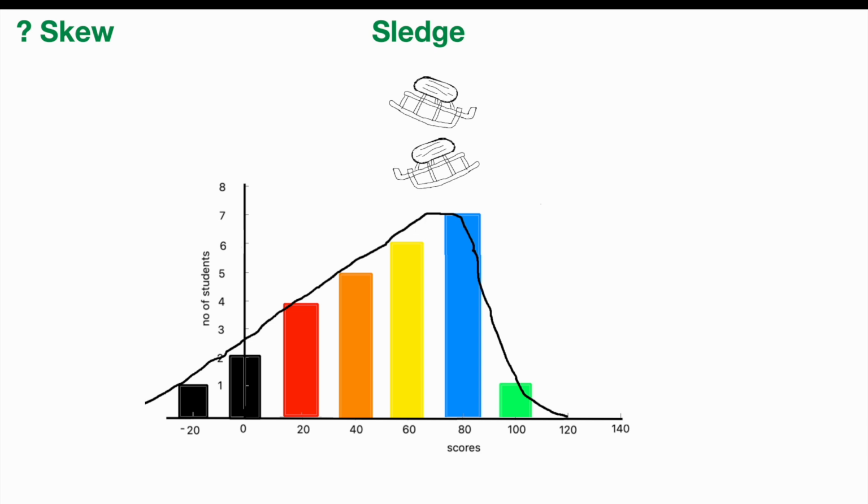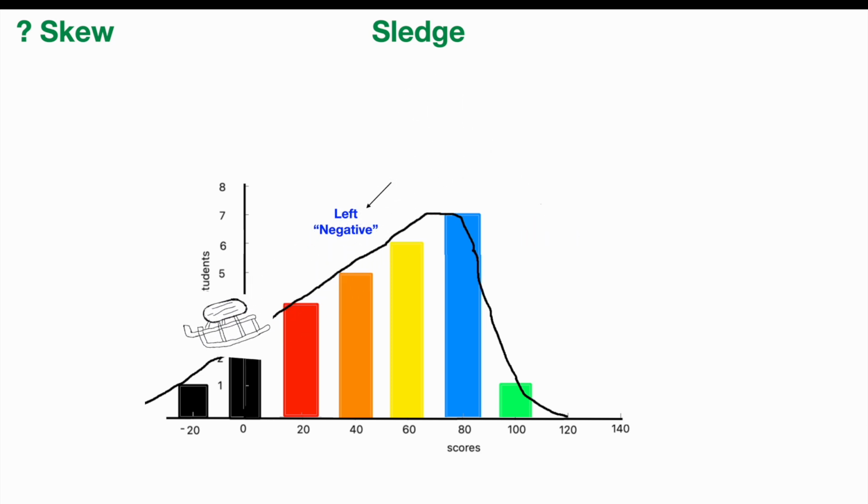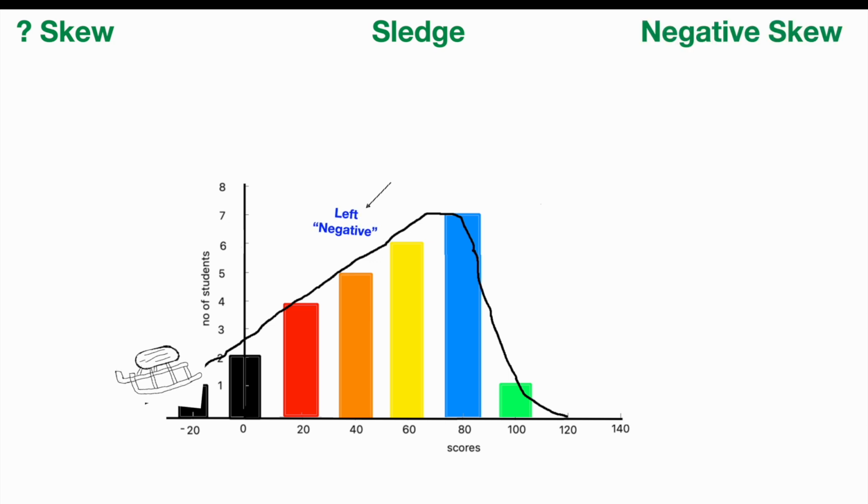So, what do you guys think? Are we going to go down the right side of the mountain or the left side? I don't know about you, but this time around the right side doesn't seem very appealing. So yeah, you got it. We're going down the left side of the mountain towards negative numbers on the x-axis, and therefore the distribution of this data set is said to have a negative skew.